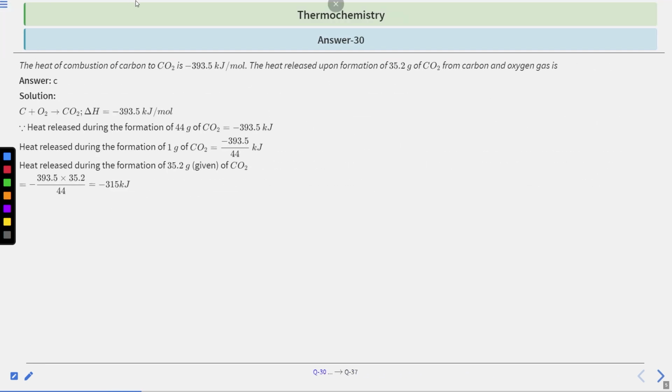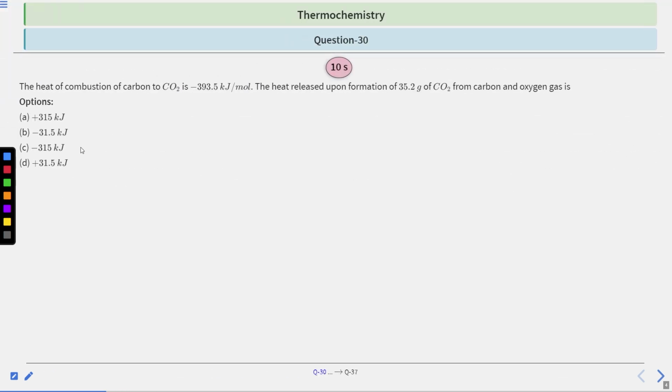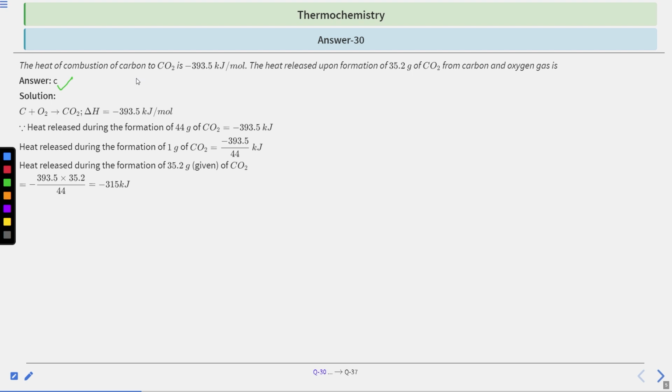Okay. So the correct answer is option C, that is minus 315 kilojoules. So let's see how it works. This is the reaction.